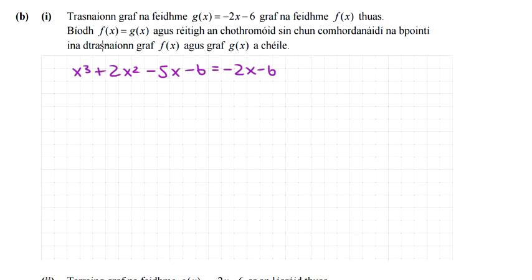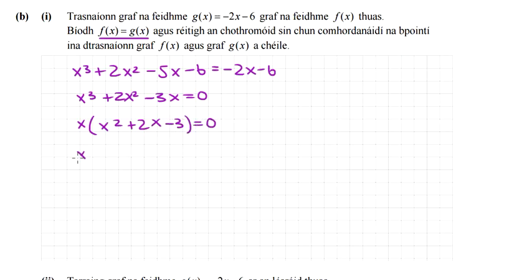If it hadn't told us to let them be equal and do this to find the coordinates, this is what we would have to do really anyway. So bringing everything to one side, I'm going to get x cubed plus 2x squared minus 3x is equal to 0. And I'm going to factorize and then find the roots. So I can take x out. I'm going to be left with x squared plus 2x minus 3. And then I'm going to factorize the quadratic expression.